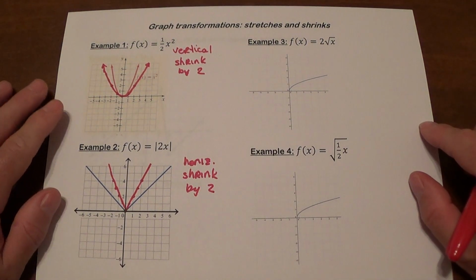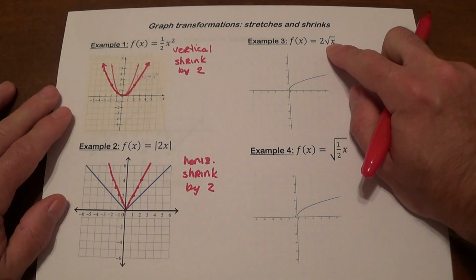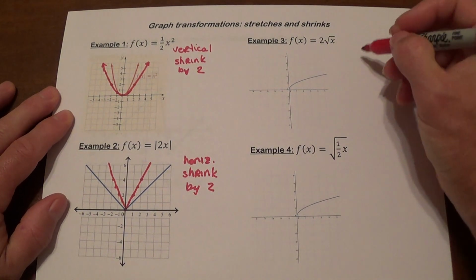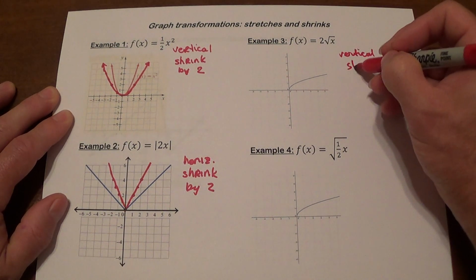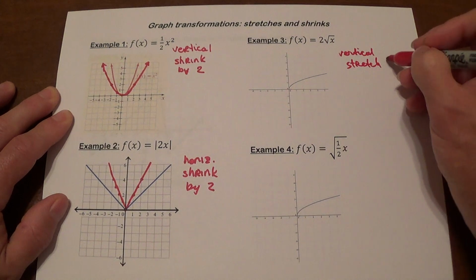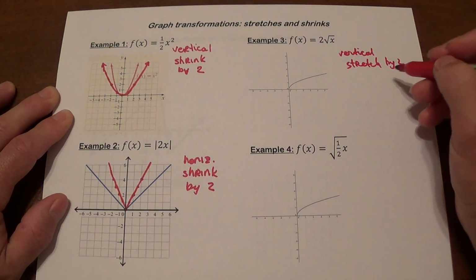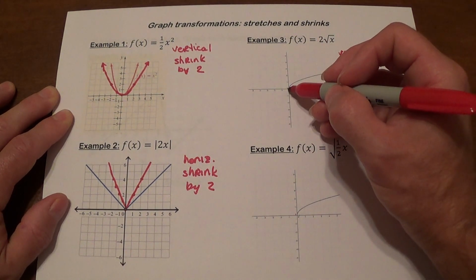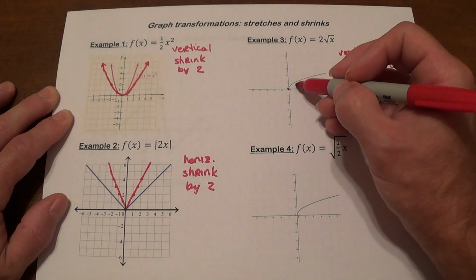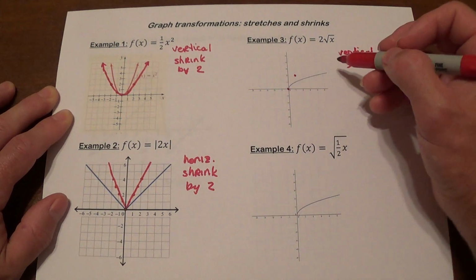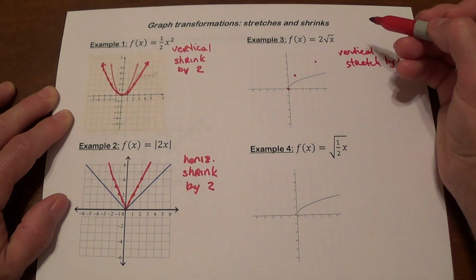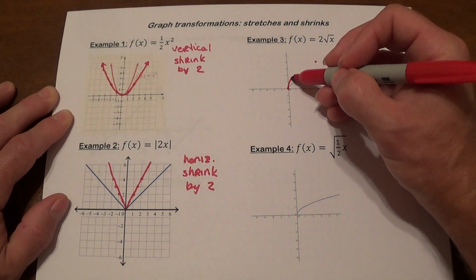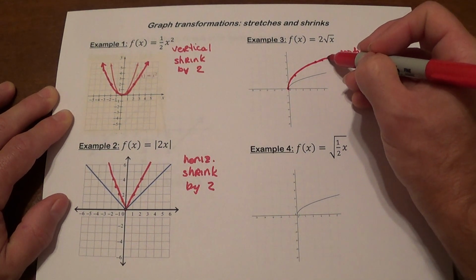Okay, this one. So the parent function is square root of x. We have 2 in front of it. This is going to be a vertical stretch by 2. So every y value gets doubled. So 0 stays here. This is going to be our y value of 1, so it's going to become 2. This is 2, it's going to become 4. So you see how that graph is getting stretched vertically.